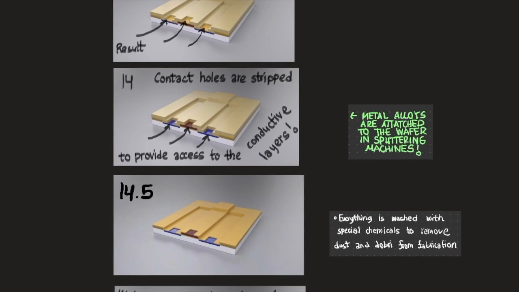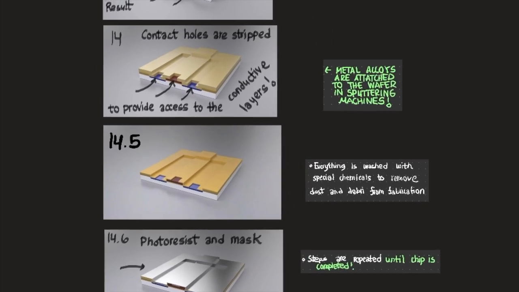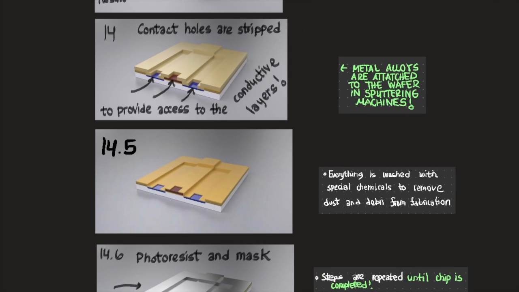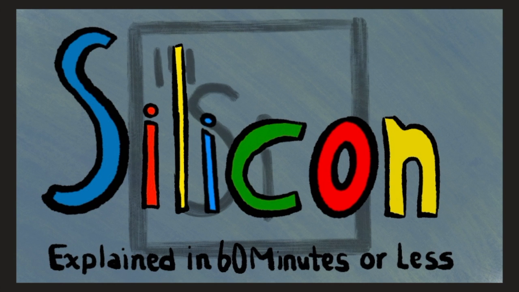Metal alloys are attached to the wafer in sputtering machines, and everything is washed with special chemicals to remove dust and debris from fabrication. These steps are repeated until the chips are completed. Even though they're presented as a series of steps, they're repeated until everything is completed within the chip. That all depends on the manufacturing design of the company or the producers of the chip and the product that they want. So that was silicon explained in 60 minutes or less.